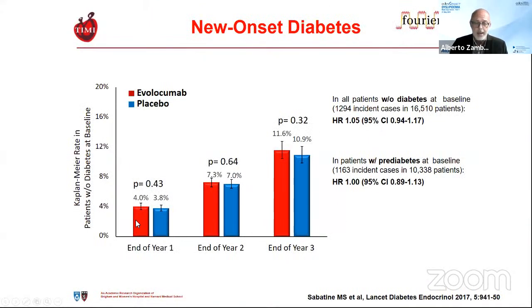The good and interesting news is that unlike the statins, it does not seem that the PCSK9 inhibitors are associated with any increase of new onset diabetes, both in patients with previous diabetes and without diabetes, or worsening of the glycemic control in those with diabetes. As you can see, at the end of the first, second, and third year, there is no trend showing an increased risk of new onset diabetes in those on evolocumab as compared to those with placebo.